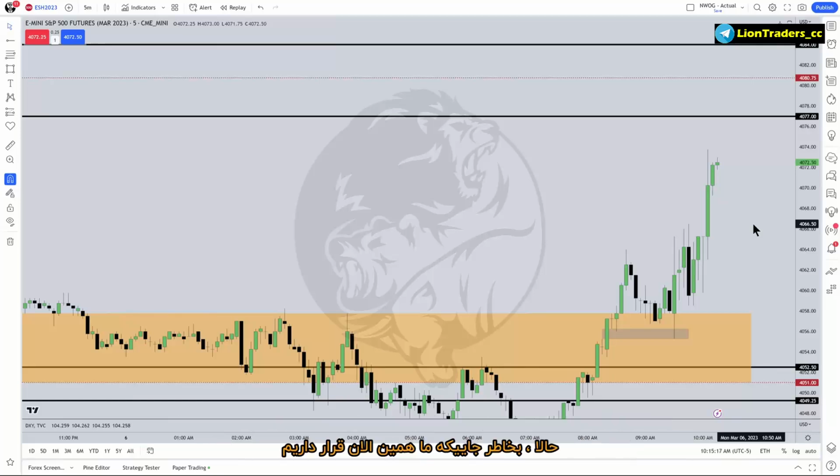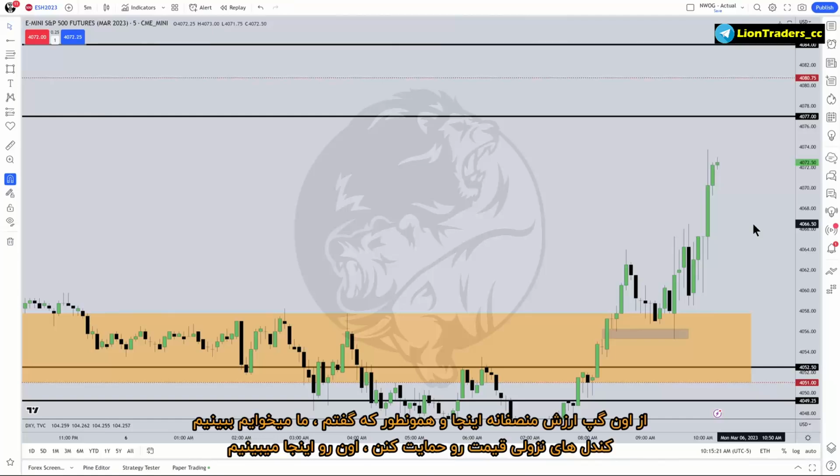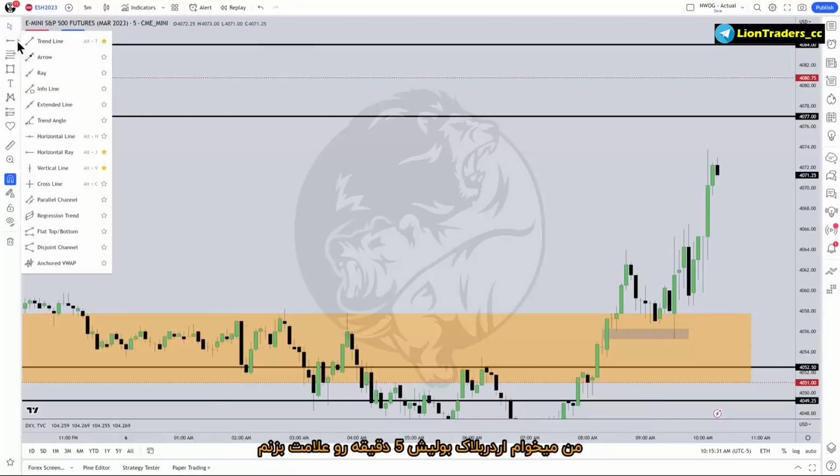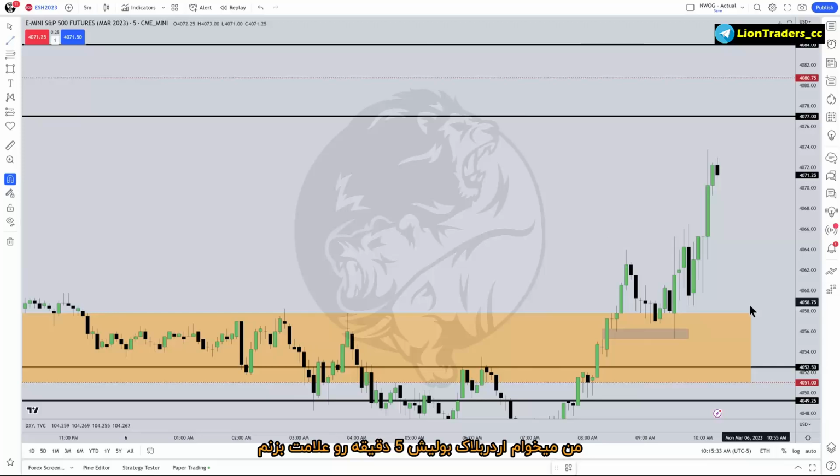So, now, because of where we're trading at right now, from that fair value gap here, and as I mentioned, we want to see the down close candles support price. We see that here. I'm going to annotate the 5-minute bullish order block, and I'm going to drop down into a 1-minute chart.